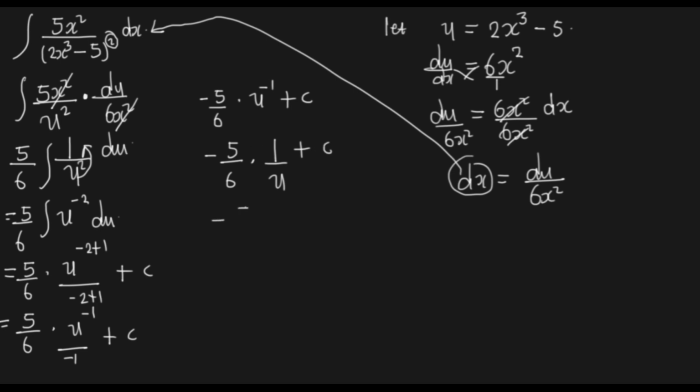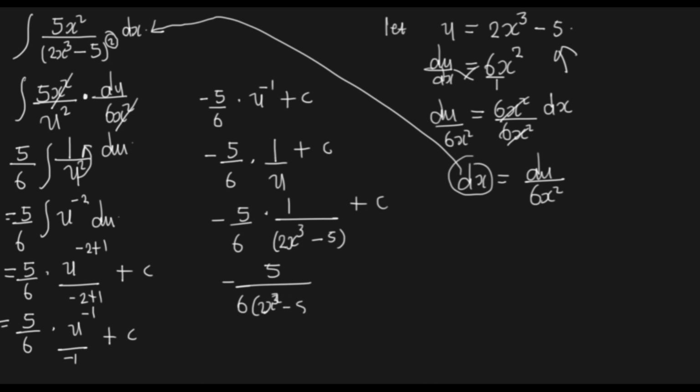So now after we are done with integrating, where there is u, we substitute with the function, this part here. So we say u is equal to 2x raised to the power 3 minus 5, then plus c. So this can be 5 times 1 is 5 over 6 open bracket 2x raised to the power 3 minus 5 close bracket, plus c.